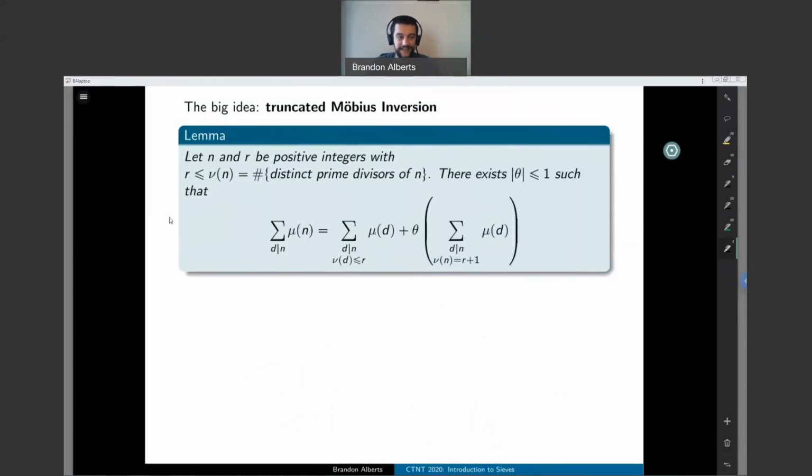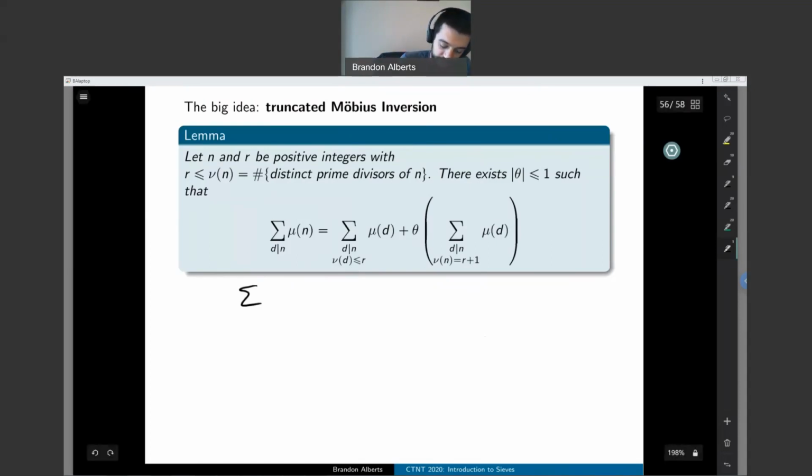Now, this lemma says that we can approximate this sum, which is like approximating 0, but we can still do it, as a sum over divisors of n that have a bounded number of prime factors, plus something that has absolute value smaller than 1, times the number of divisors that have one more prime factor. Cool. Why would this be helpful to us?